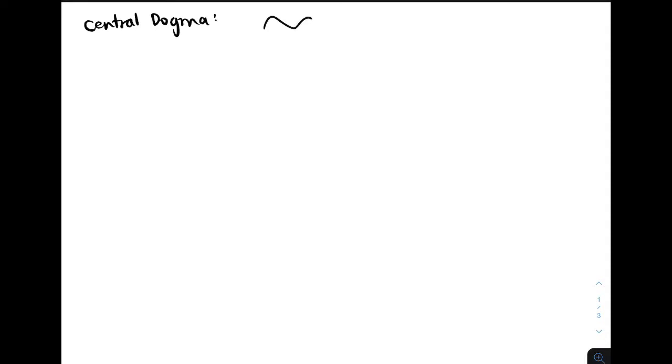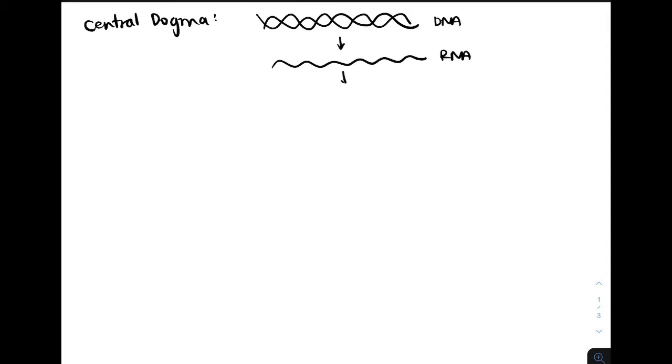Let's talk about the central dogma and transcription. So the central dogma says that DNA can turn into RNA, which can then synthesize proteins. And the first step is called transcription. And then turning RNA to protein is translation.